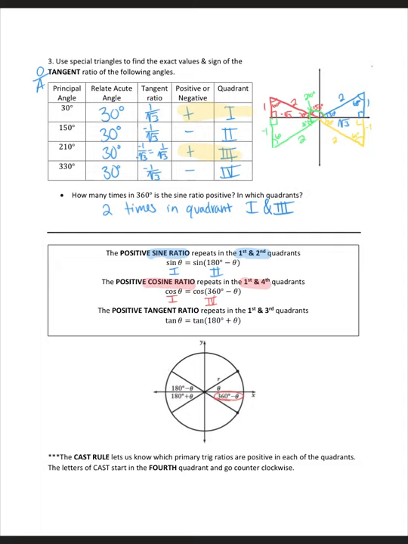All right, and then finally our tangent ratio repeats in quadrants 1 and 3, and that can be represented by saying that the tangent of theta, which is our quadrant 1, is equal to our tangent of 180 plus theta, which we can see right there in quadrant 3.